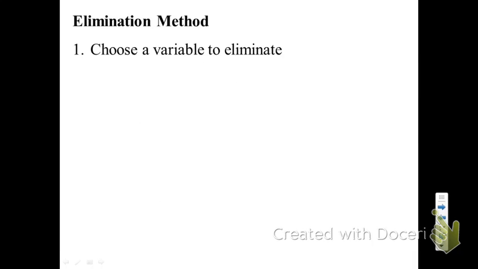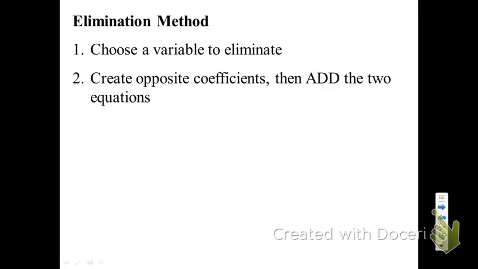Okay, the elimination method. The first step I'll ask you to do is choose a variable to eliminate. Sometimes that's really easy to decide, other times it gets a little bit harder. The second step is to create opposite coefficients. Now, coefficients are the numbers in front of the variables. Once you've created opposite coefficients, you will add the two equations.